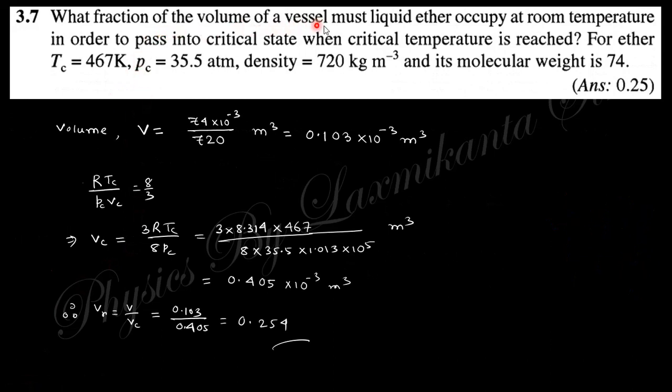What fraction of the volume of the vessel must liquid ether occupy at room temperature in order to pass into the critical state when the critical temperature is reached? For ether, the critical temperature Tc, Pc, and density are given. So from density and the atomic weight you can find out the volume, and you know RTc by Pc Vc equals 8 by 3. This is the constant value, so from here you can get the value of Vc. So this is the value of Vc.